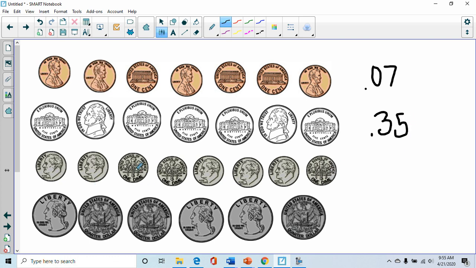Here are our dimes, so we would count by tens because each is valued at 10 cents. Let's practice counting by tens. 10, 20, 30, 40, 50, 60, 70, 80. 80 cents. Decimal point 8, 0.